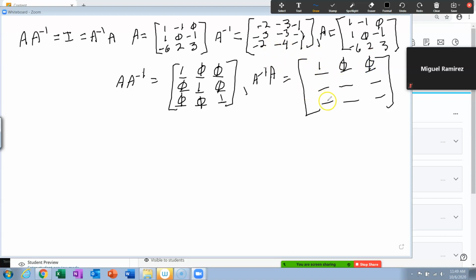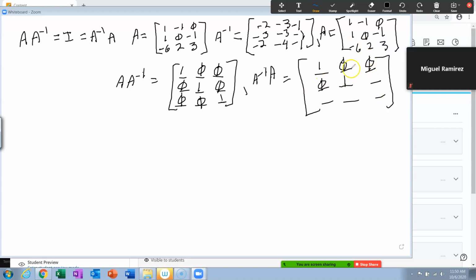The 2, 1 entry here, second row here, first column here. Negative 3 times 1 is negative 3. Negative 3 times 1 is negative 3. That would be a negative 6. And negative 1 times negative 6 is positive 6. That adds to 0. 2, 2 entry here, second row, second column. Negative 3 times negative 1 is positive 3 plus 0 minus 2. That sure enough is a 1.